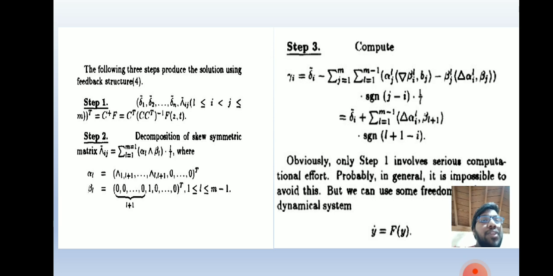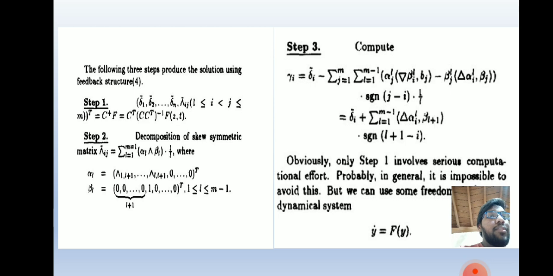In step 2, decomposition of the skew symmetric matrix: A bar of ij is equal to the sum over l equal to 1 to m minus 1 of alpha_l skew of beta_l, that is, alpha_l beta_l transpose minus beta_l alpha_l transpose, where alpha_l is a vector with entries a_1 to a_l, 0, and beta_l is the vector 0, 0, and so on, with l and m in the range 1 less than or equal to l less than or equal to m minus 1. Let us consider step 3, compute.